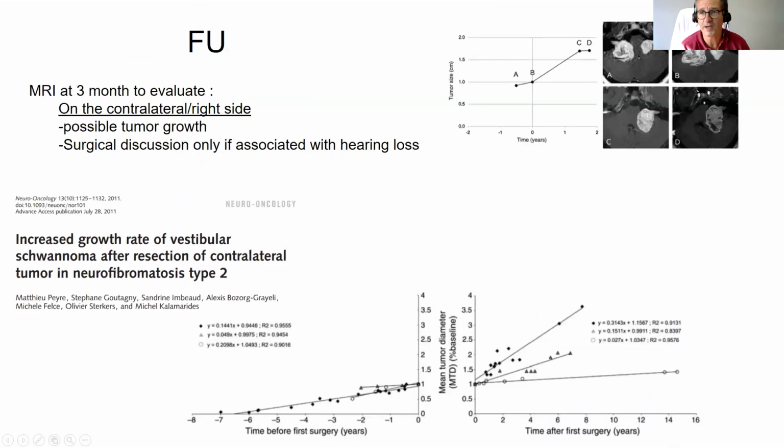One small remark, when you have a patient with bilateral vestibular schwannoma, when you remove a large vestibular schwannoma, you can have a growth of the contralateral because there is more space in the posterior fossa. So you see, and then the tumor is stabilized. So we know that when we are removing a large tumor, the other tumor can grow and then stop. So it's nice to have this in the discussion with the patient, and we published this paper many years ago.